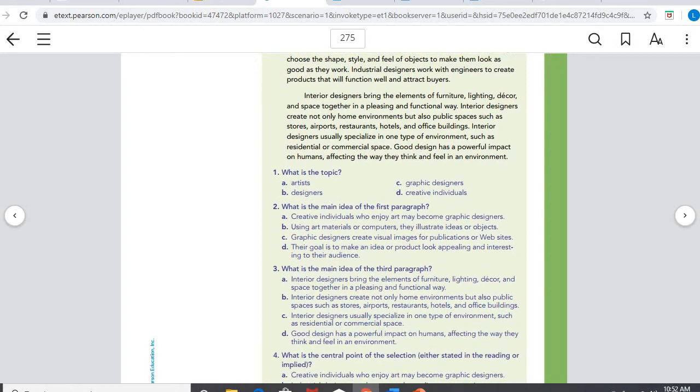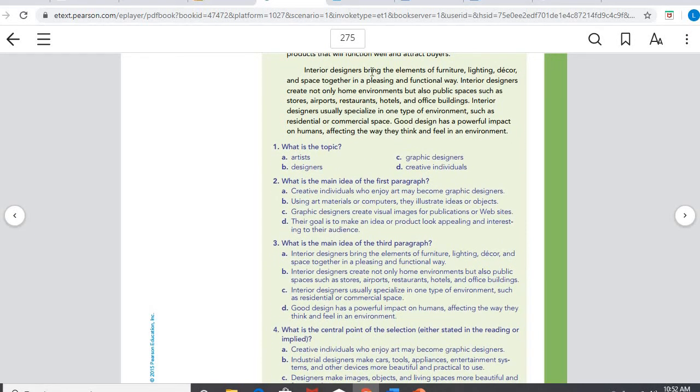Number 3 is just focusing on paragraph 3, which we know now brings in interior designers. So if I look at my options for number 3, D doesn't even mention interior designers, so I'm going to throw that out. Our main idea for number 3, paragraph 3, is A, just defining what interior designers are.